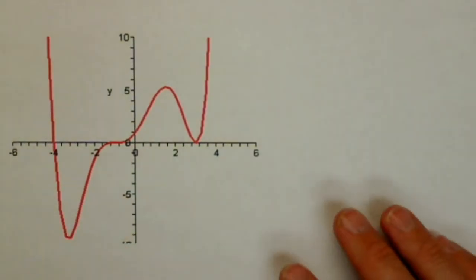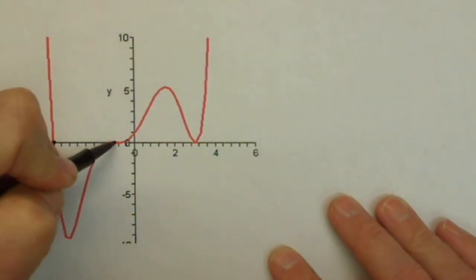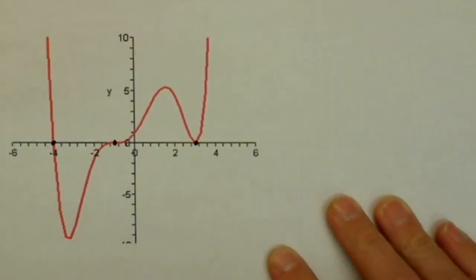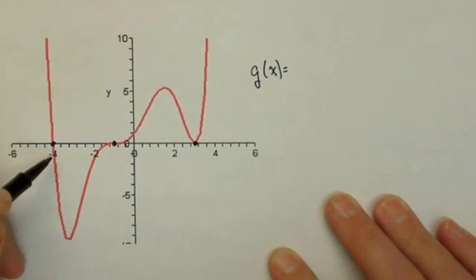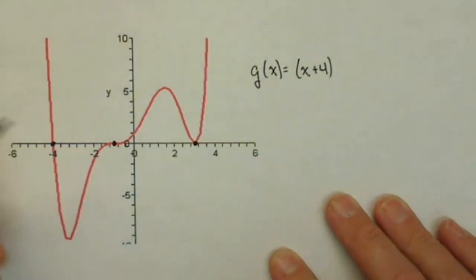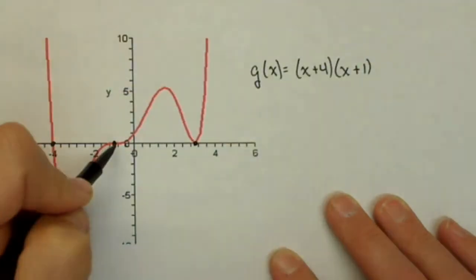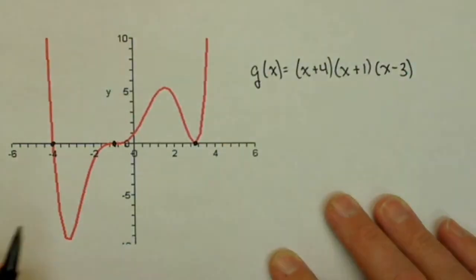So here's the graph we're going to look at. And the first thing we're going to do is take all our zeros. So we have one here at -4, we have one here at -1, and we have one here at 3. So we know how to begin to build a polynomial from that. That'll be x plus 4. That'll be x plus 1, excuse me, because we have a 0 at -1, and that'll be x minus 3.